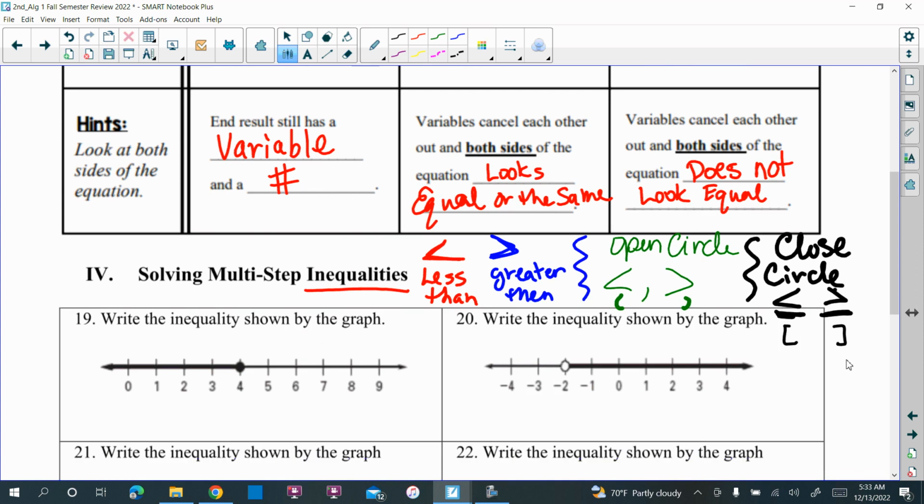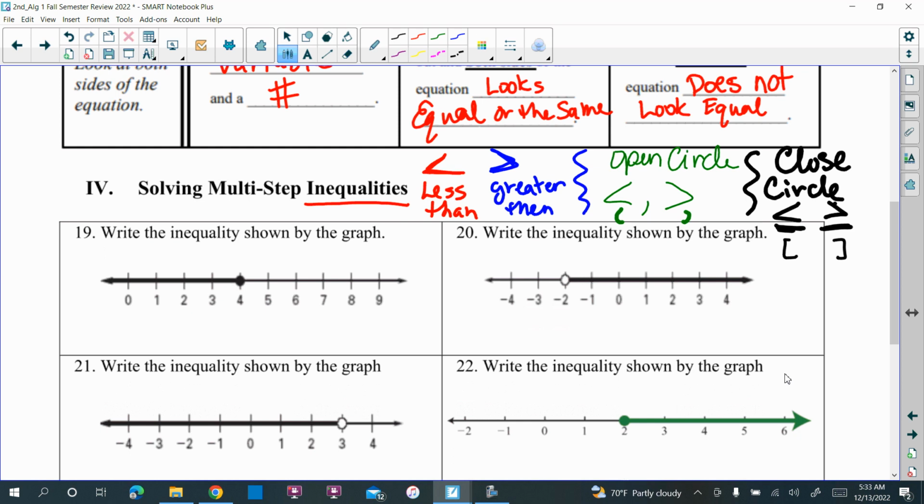Now, when we get here, we're just writing the inequality. We hopefully see right off the bat that this is closed. That means I'm using one of these two, less than or equal to, or greater than or equal to. Then pay attention to where the graph is pointing. This graph is pointing to the left, to the negative numbers. Since it's pointing to the left, we're going to use less than or equal to. So x is less than or equal to 4. That is the inequality of the graph.